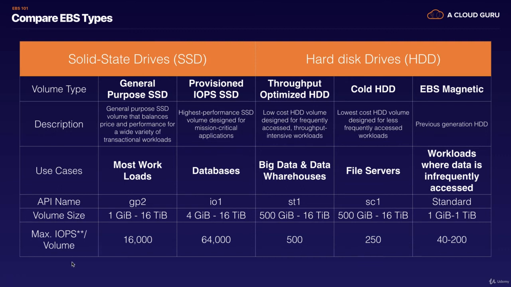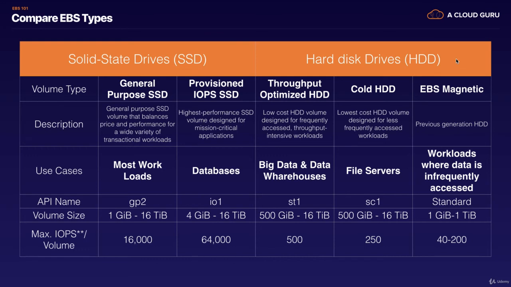We then have over here all our different hard disk drive options. We've got our throughput optimized hard disk drive, our cold hard disk drive, and then our EBS magnetic. Throughput optimized is obviously for optimized throughput. Where you would use this would be things like big data and data warehousing. It's known as ST1, and its maximum IOPS per volume is 500.